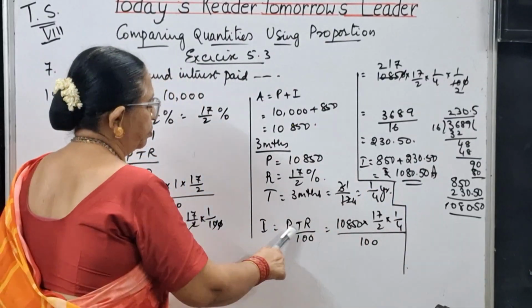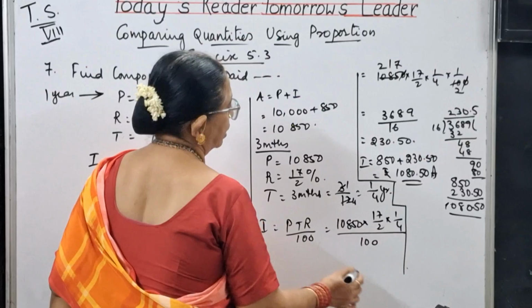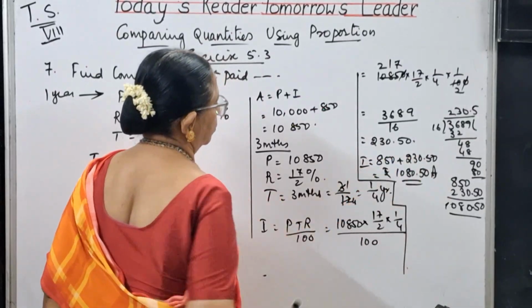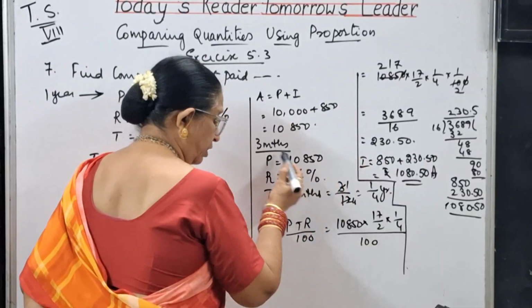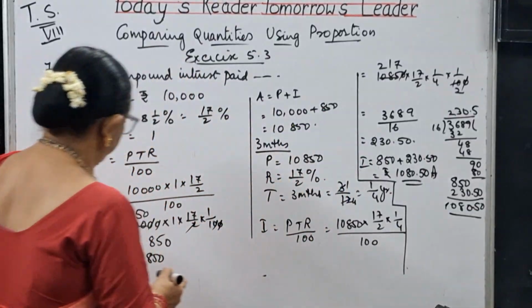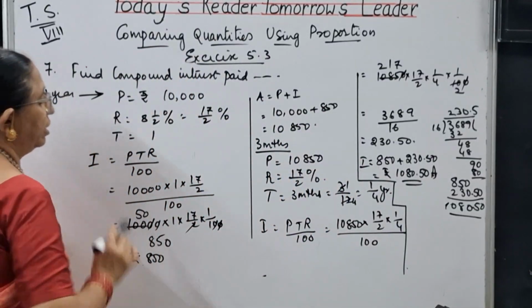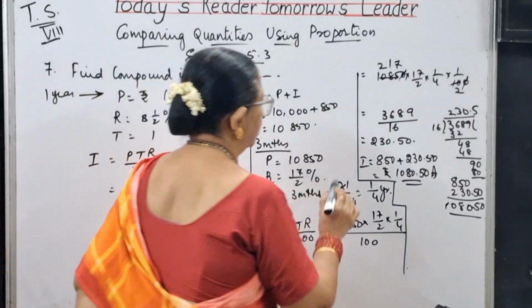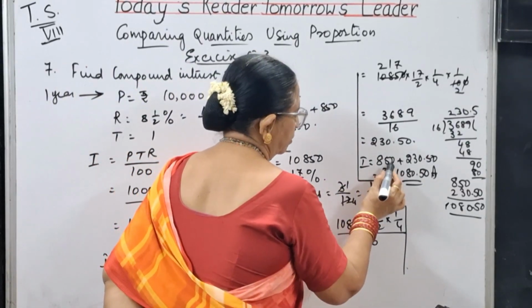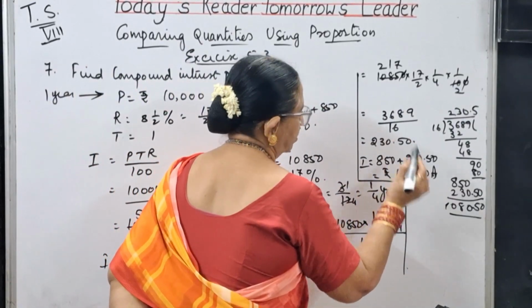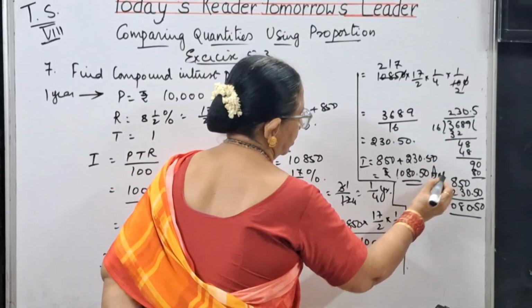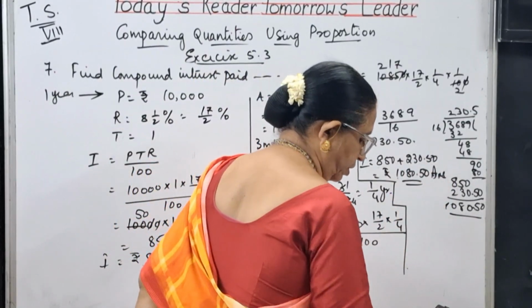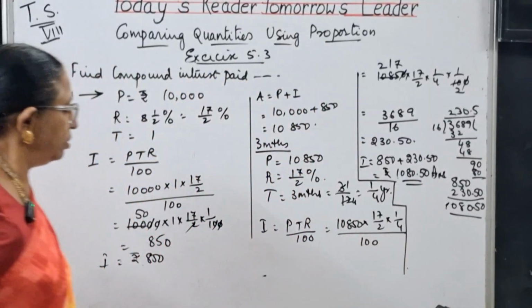So I is equal to PTR by 100. On calculation, I have got 230.50. This is the interest for 3 months and this is the interest for 1 year. So total interest, how much are you getting? 1 year interest plus 3 months interest. 1080.50 is the answer for this problem, children. Please note it down.